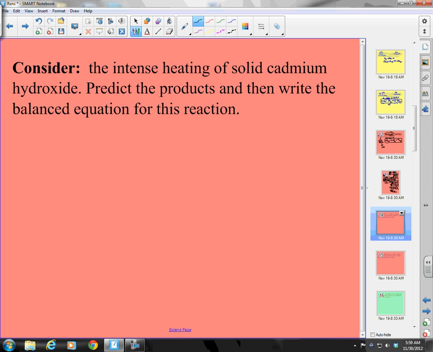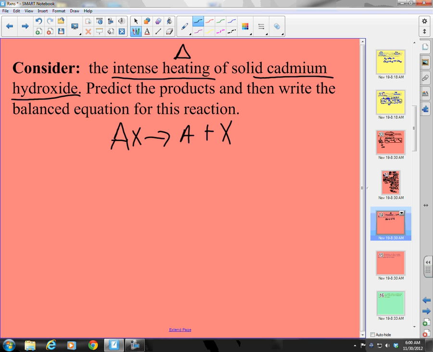Next, you guys try this one. Well, we are going to intensely heat solid cadmium hydroxide. There's only one thing listed here. There's no other reactants. So what must this be? If I'm going to take one thing and something's going to happen to it, it's got to be decomp, right?